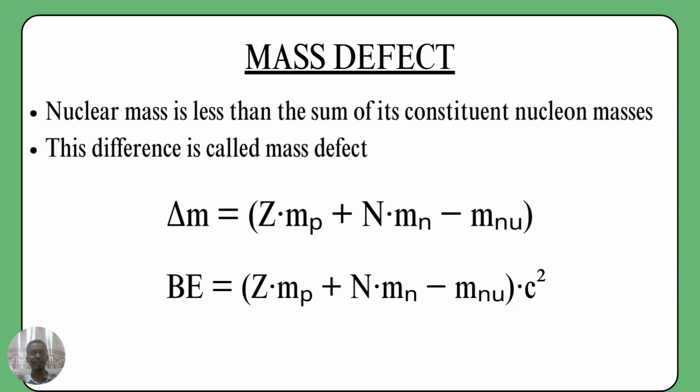So binding energy is equal to the number of protons times the mass of a proton plus the number of neutrons times the mass of a neutron, minus the mass of the nucleus, the whole times the speed of light squared. That will give us the binding energy.